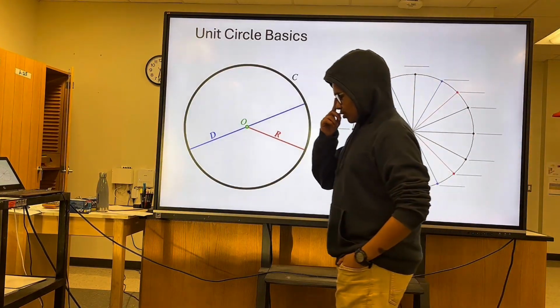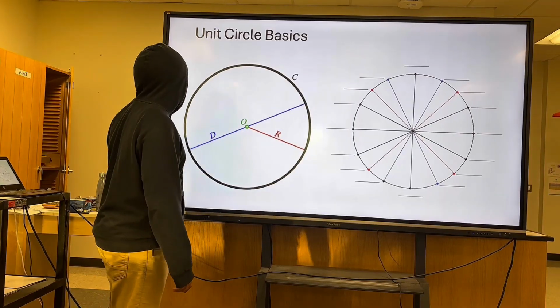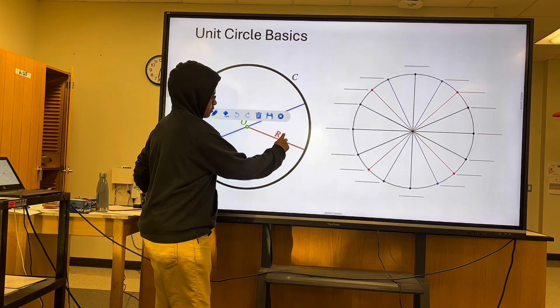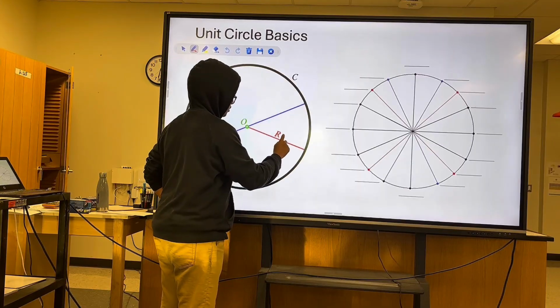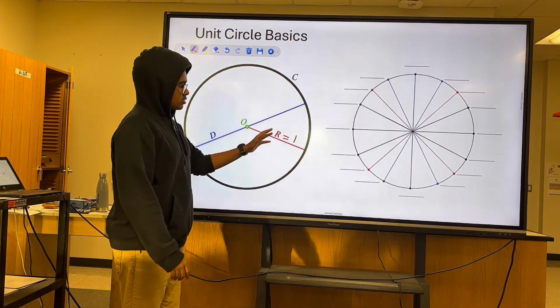Okay, so when we say a unit circle, we're talking about a circle where the radius is 1. This could be one of anything. So this could be 1 feet, 1 inches, 1 centimeters, as long as the unit is 1.